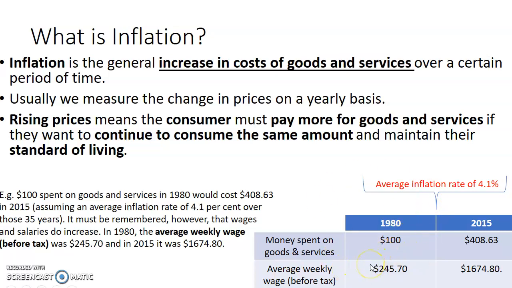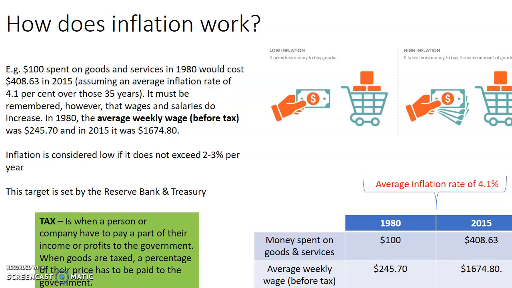So the average weekly wage in 1980 was $245.70, and the average weekly wage in 2015 was $1,674.80. Can you see the rise? The average inflation rate is 4.1%. Now how does this work, right? Again, the same thing. For example, $100 spent on goods and services in 1980 would cost $408 in 2015, assuming an average inflation rate of 4.1% over 35 years.